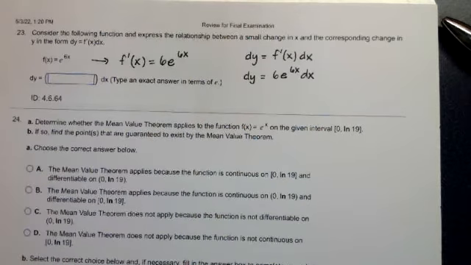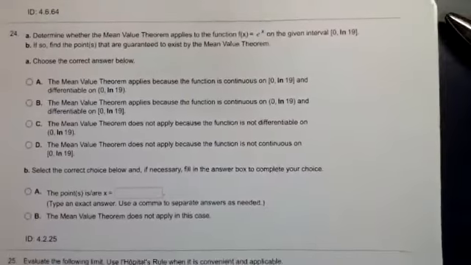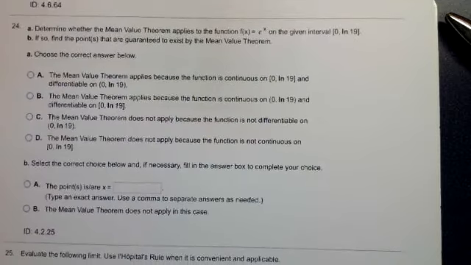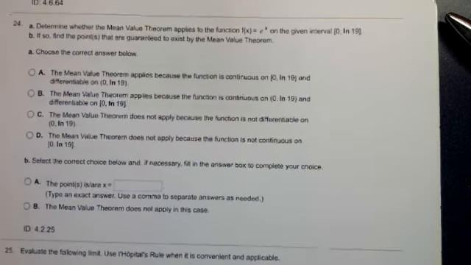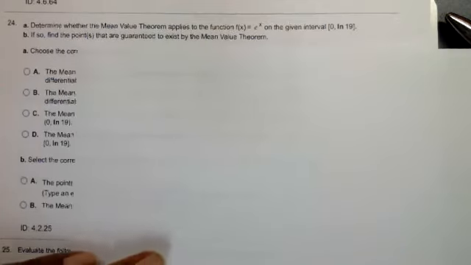All right, problem number 24, A and B, is to determine whether the mean value theorem applies to the function f of x equal to e to the x on the given interval 0, natural log of 19, and if so, which is part B, find the point or points that are guaranteed to exist by the mean value theorem. Okay, so now we need to ask ourselves these 2 questions about the mean value theorem.